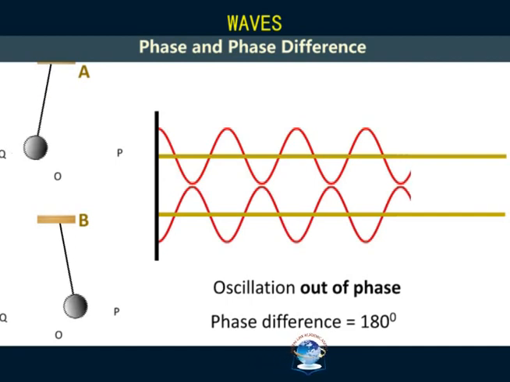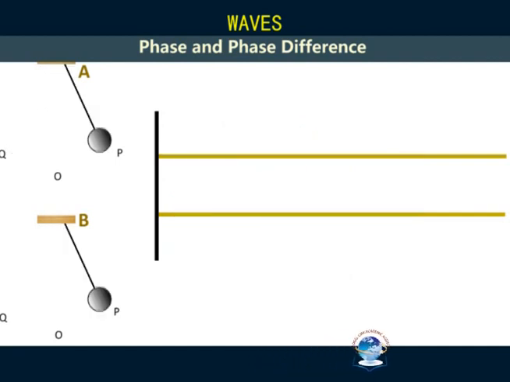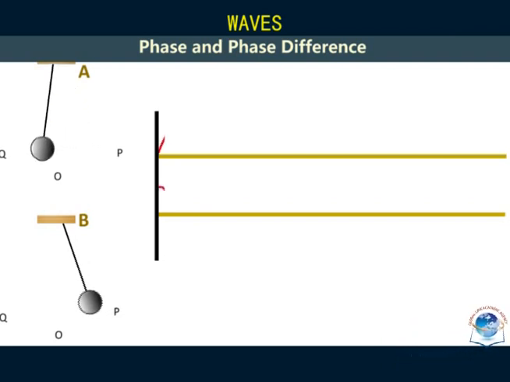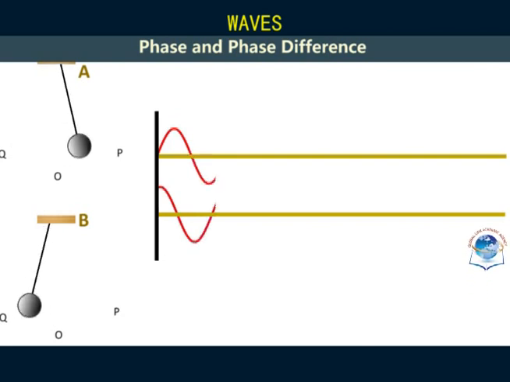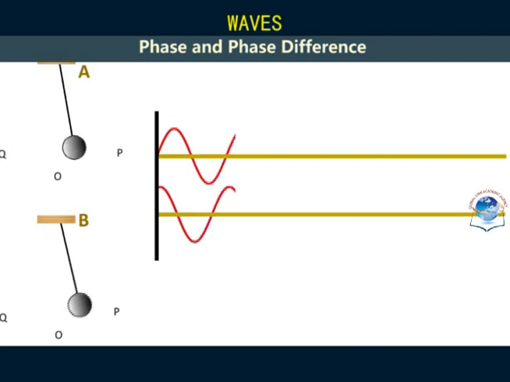And what if both are initially displaced at the same level on the same side, but released at different time intervals? They reach different positions at different times. These two are out of phase.